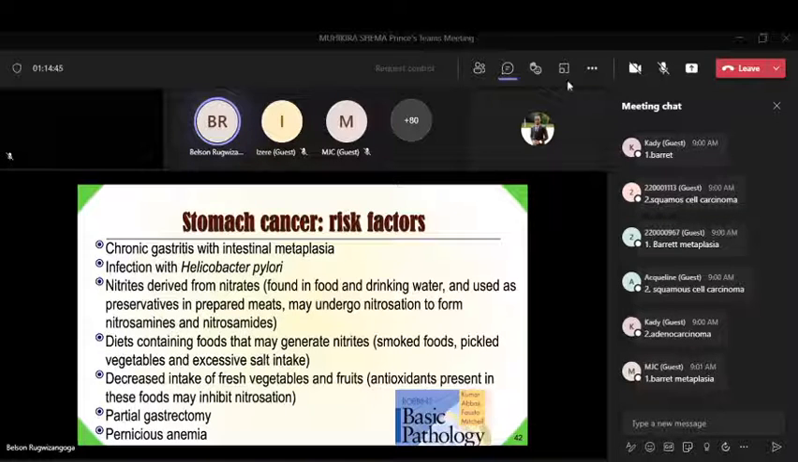So patients who have undergone partial gastrectomy and patients who have pernicious anemia, that you learned in hematology, have a problem with vitamin B12. As you know, B12 is reabsorbed when the person has intrinsic factor which works very well. So it is known that patients with pernicious anemia also have a problem with intrinsic factor. And these data are from this book, Robbins Basic Pathology, that I mentioned when I started.